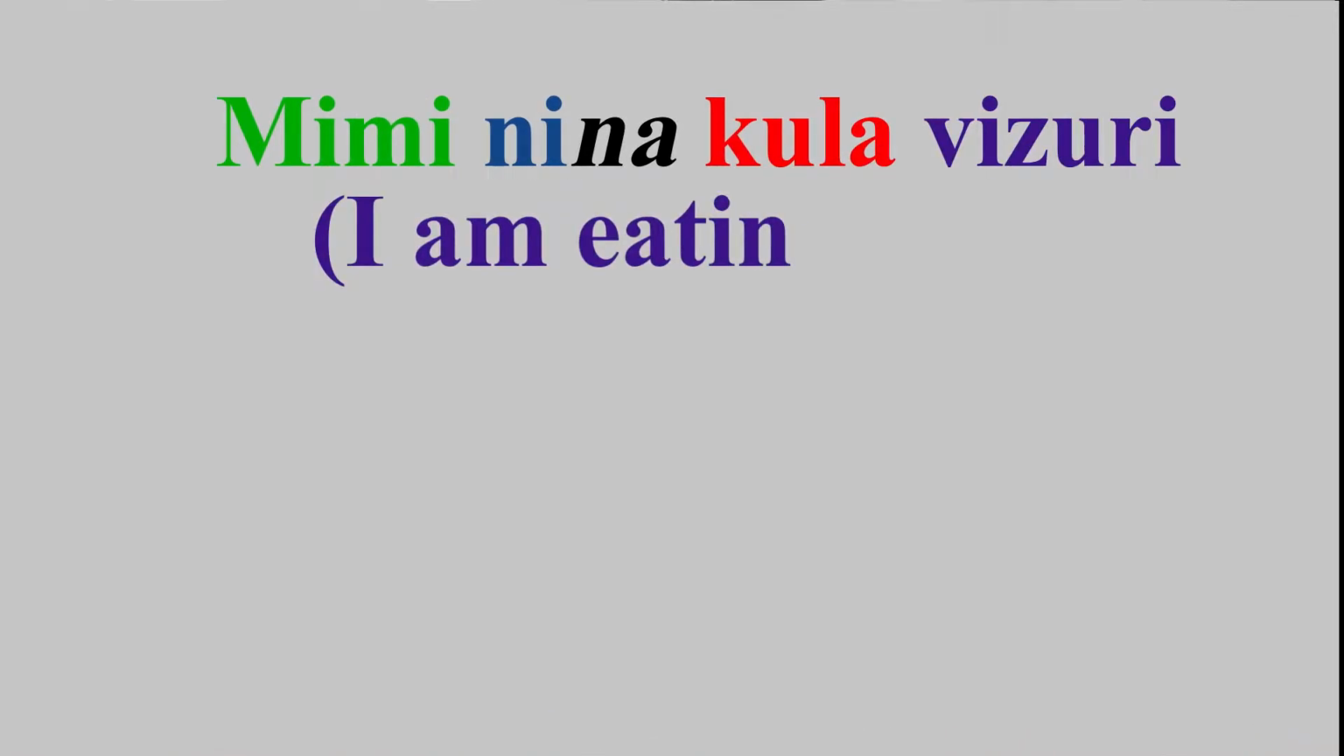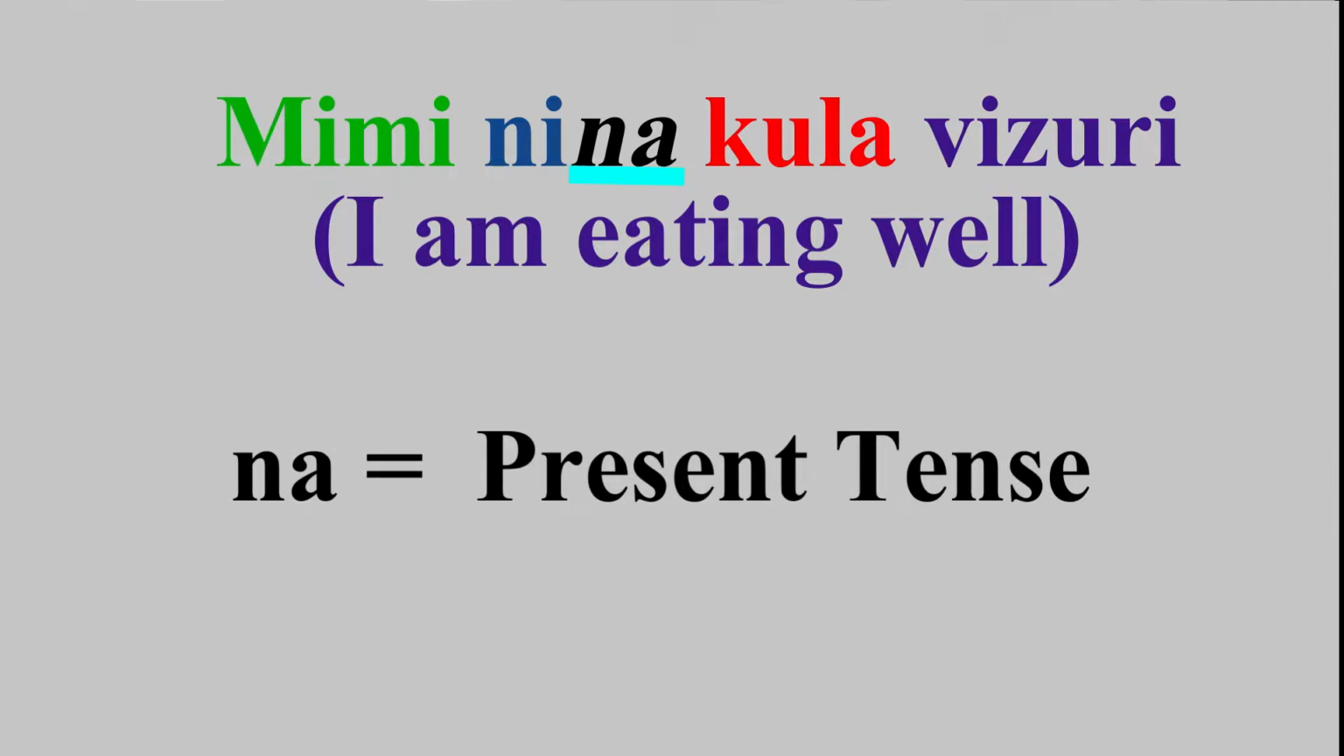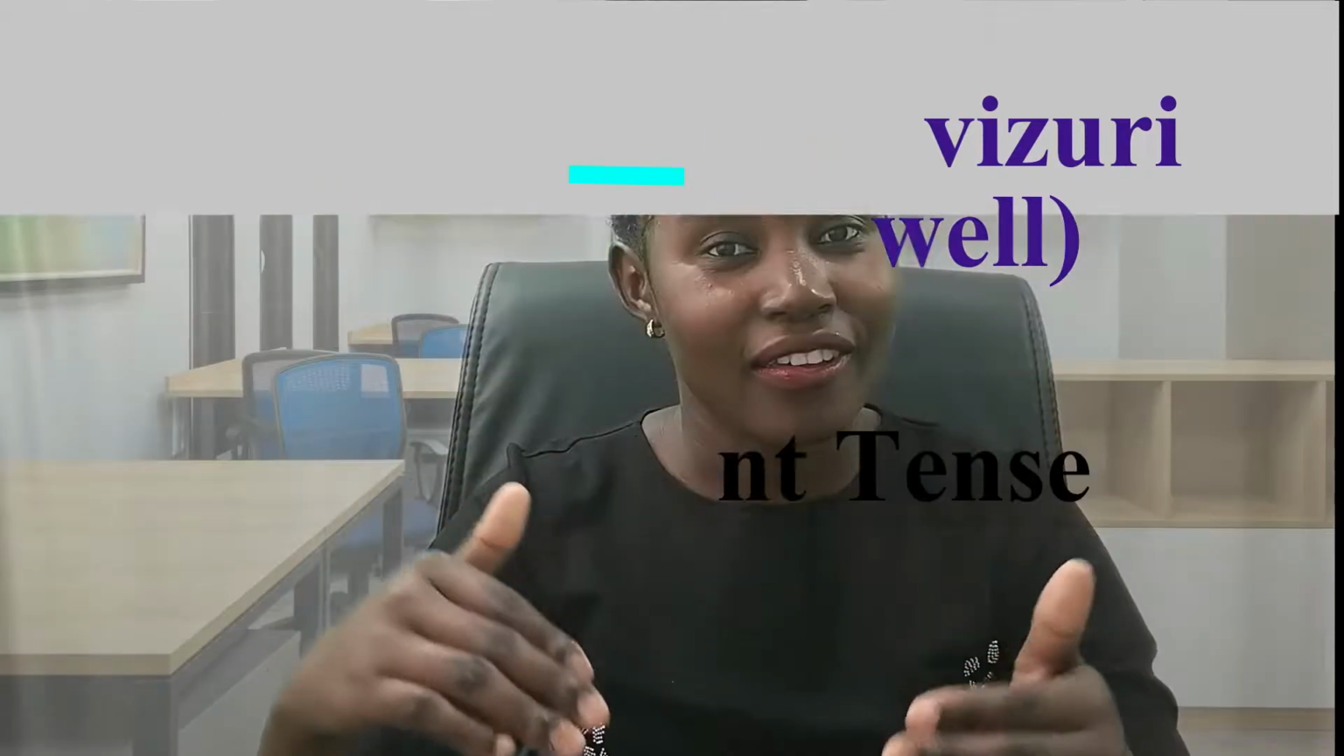If you want to say this in present tense, we say mimi ninakula vizuri. As you have noticed, the only thing which has changed is the na in between our prefix and the verb. Ninakula vizuri. I am eating well. Na is the present tense. Mimi ninakula vizuri right now. And if we want to say this in future tense, wakati ujao, we say mimi nitakula vizuri.